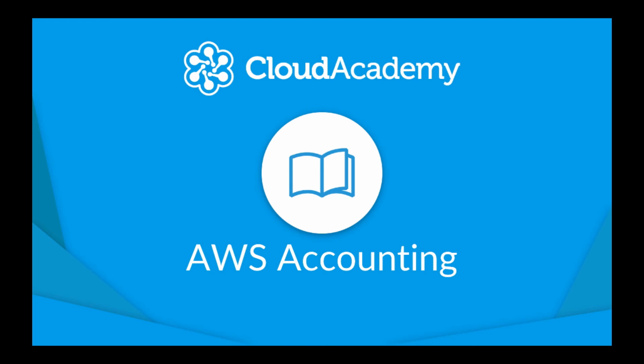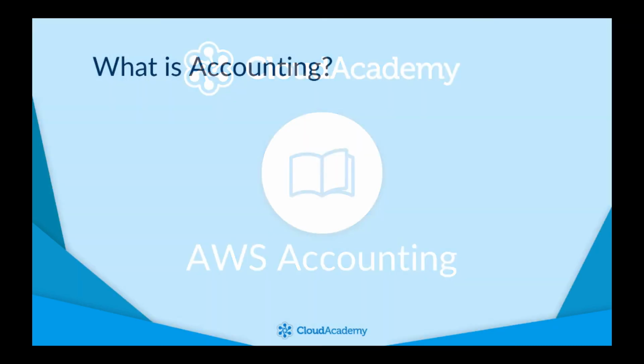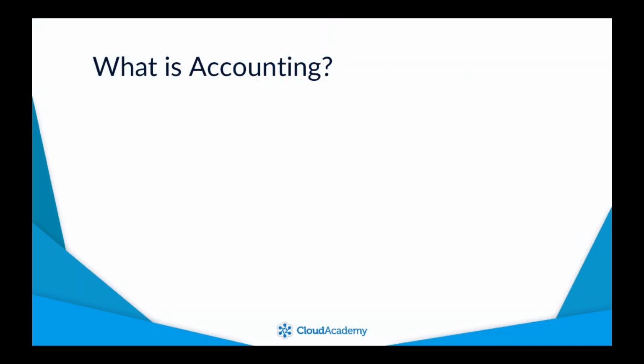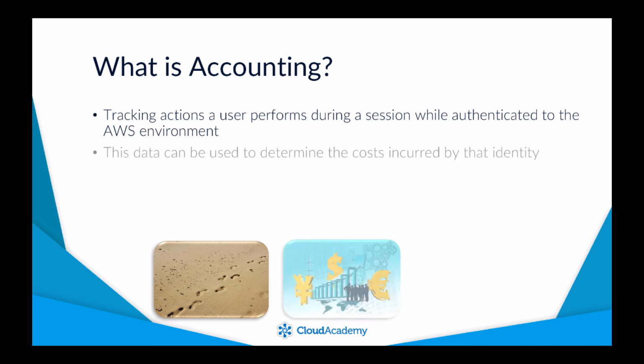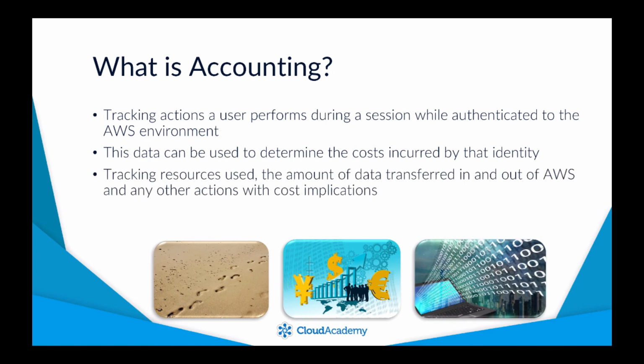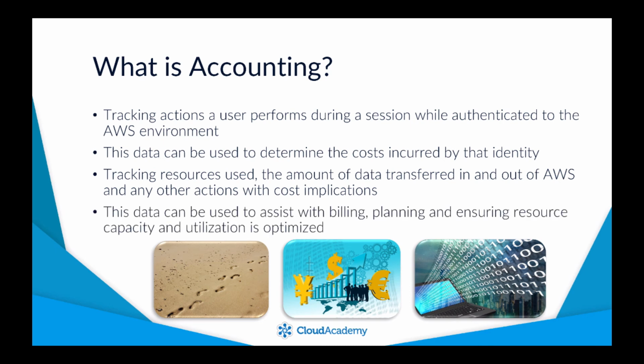Firstly, I want to clarify what this topic covers and what I mean by accounting. By accounting, I refer to tracking what actions a user performs during their session while authenticated to the AWS environment. This information can then be used to determine the costs incurred by that identity. This can include information such as resources used, the amount of data transferred in and out of AWS, and any other actions with cost implications. This information can all be used to assist with billing, planning, and ensuring resource capacity and utilization is optimized.